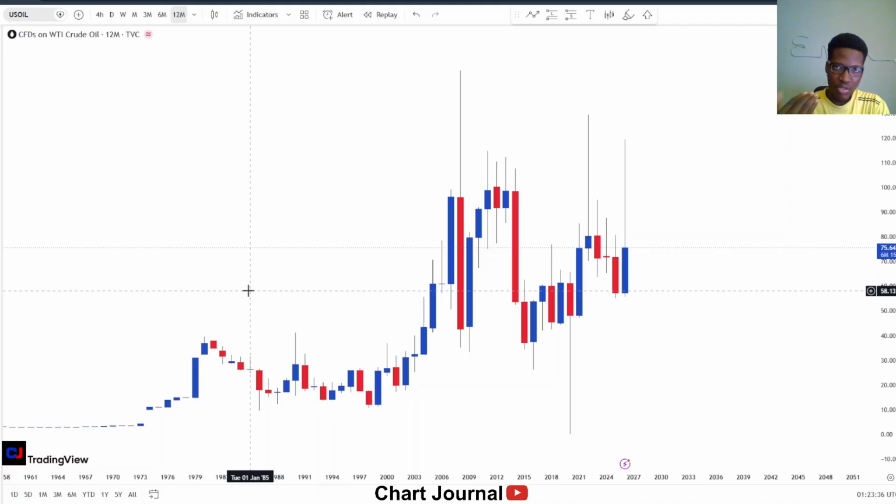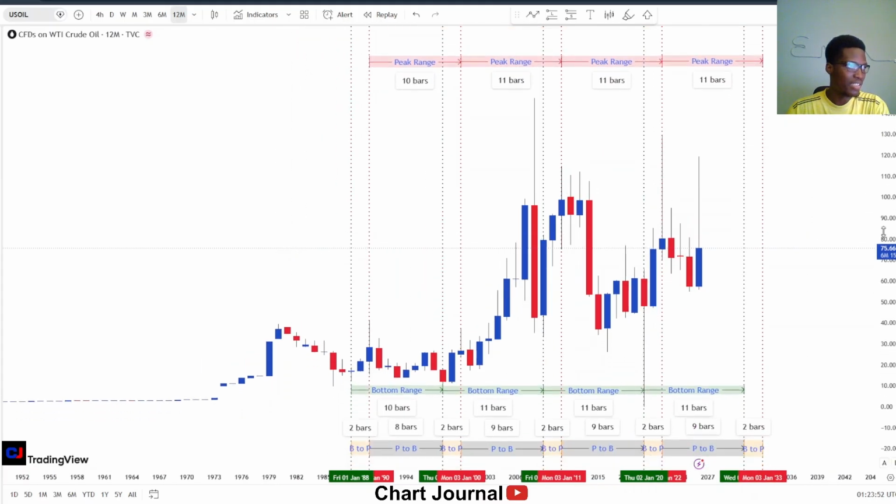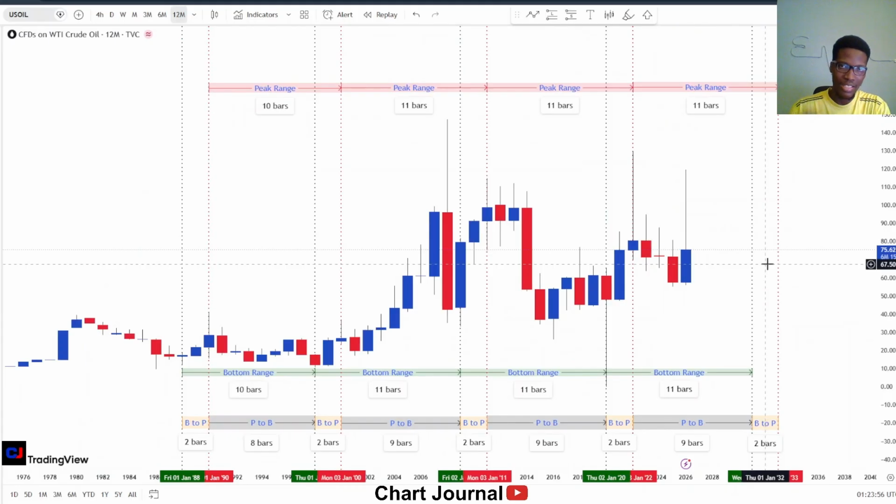So I'll put my lines on the chart so you can see what I noticed on crude oil. Let me expand this a little bit. So you can see this is crude oil. This is the yearly chart. Why is this the yearly chart? Because I'm on the 12-month time frame.